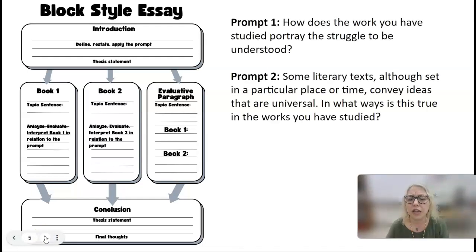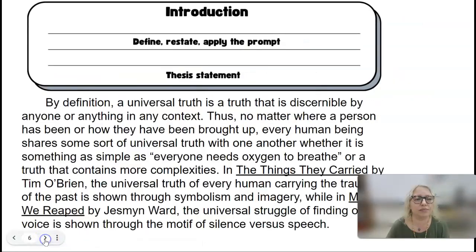A reminder that you're writing about one of 2 prompts for this essay, either the one about the struggle to be understood or the one about universal ideas.